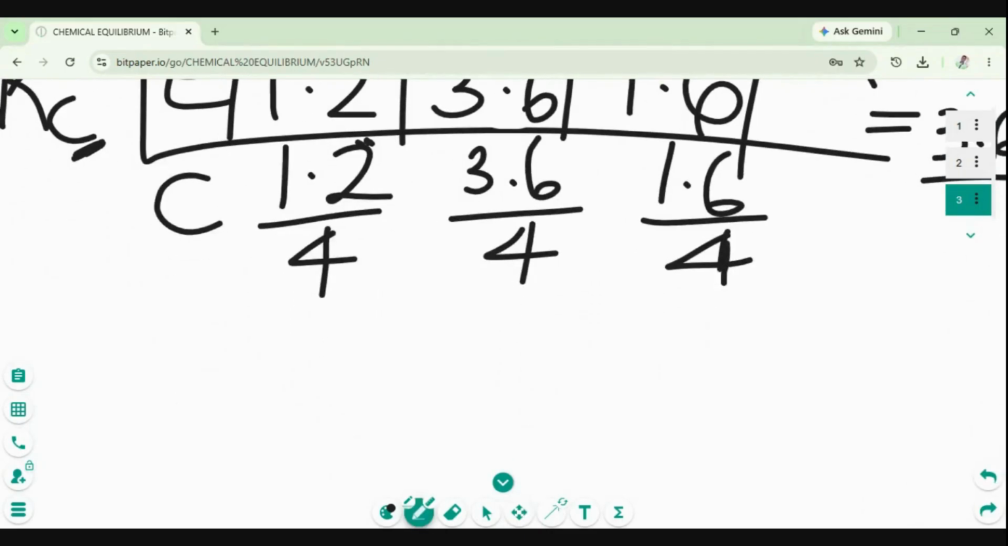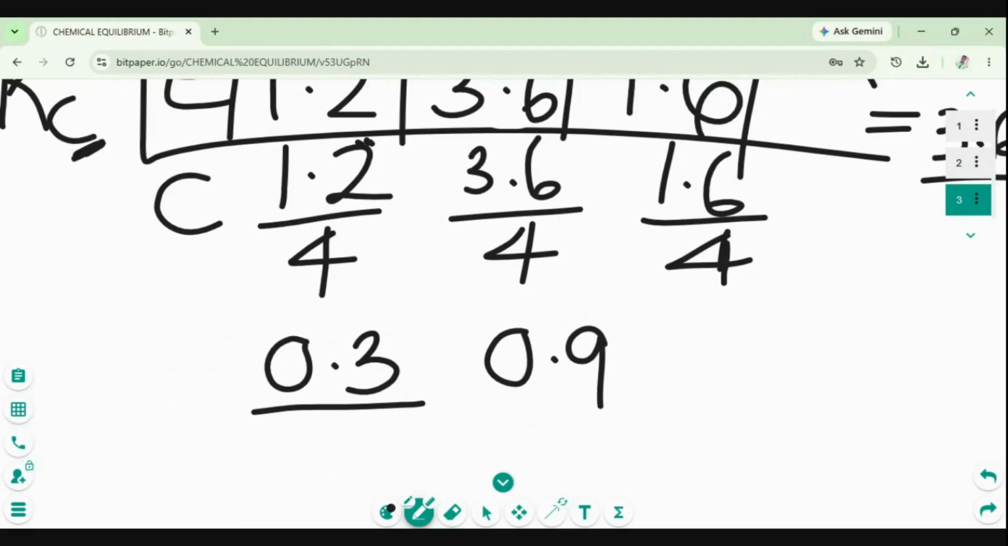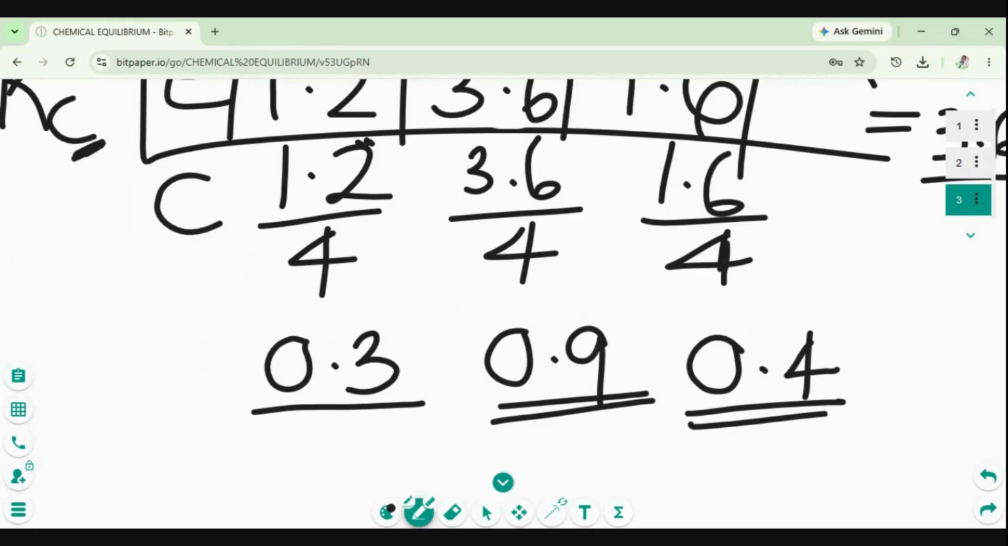So what does that give? It gives you 0.3, 0.9, and 0.4. That is the concentration. Okay, but have we arrived? Not yet. What we only have is the concentration. Now we proceed to calculate the Kc using the concentration values that we have obtained.